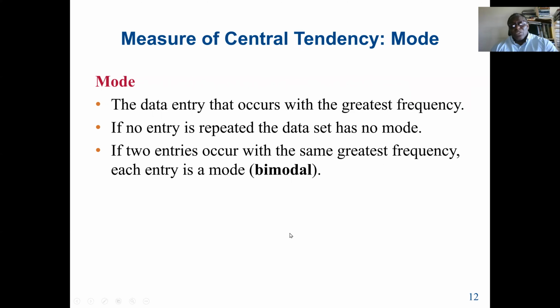If two entries occur with the same greatest frequency, each entry is a mode, which we call bimodal. So I have 7, 7, 8, 8, and then 9. Because 7, 7 and 8, 8 appear twice, the highest frequency, in this case we say we have a bimodal. The mode is two values, 7 and 8.